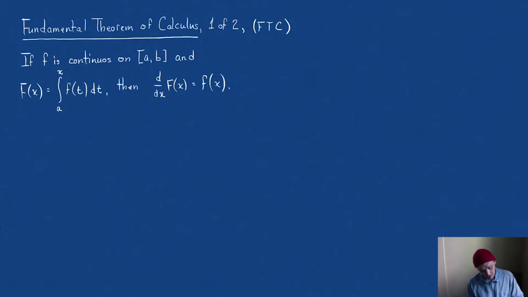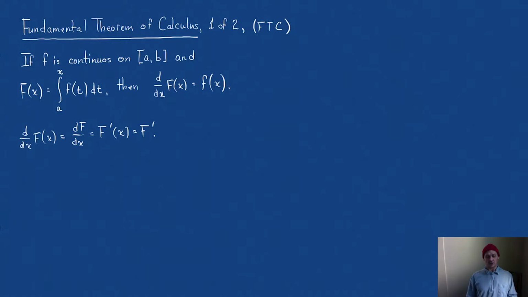First thing, just to be clear, I wrote the derivative of capital F as the derivative with respect to x of F of x. You'll also often see this written as dF/dx, and sometimes even as F prime or F prime of x. So there are some general notations that are used.